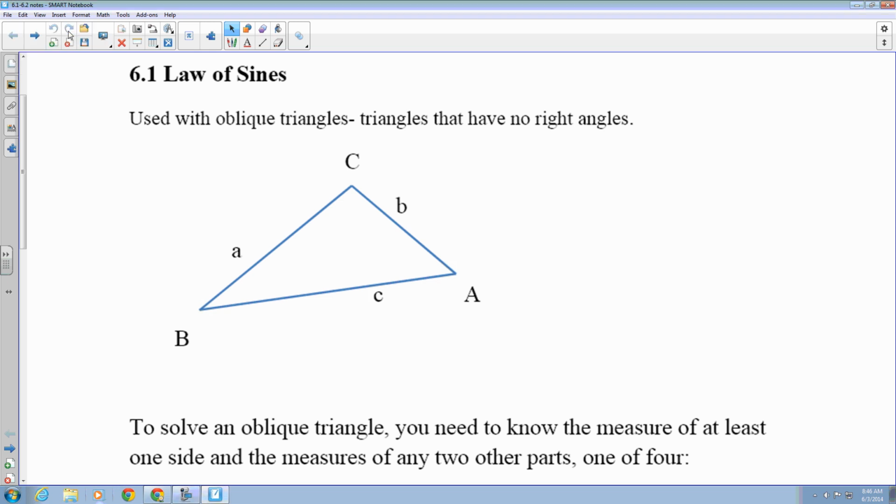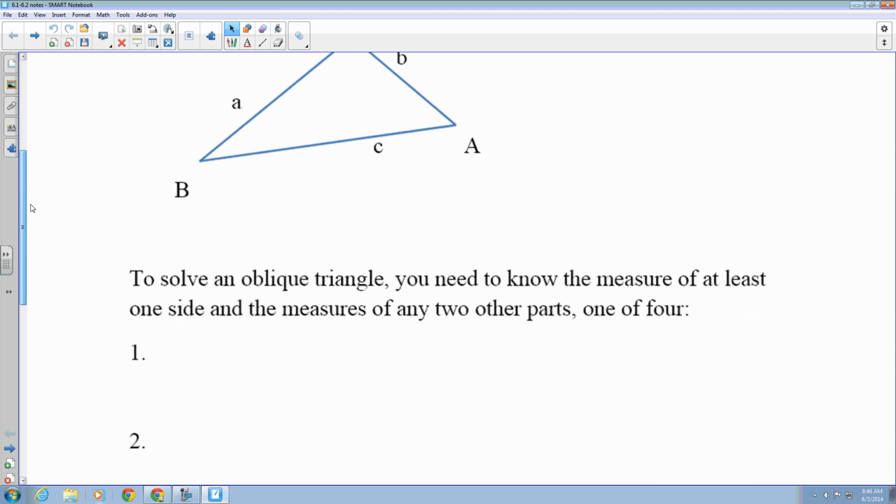We're going to be doing section 6.1, which is law of sines. We're going to have an oblique triangle today, so not right triangles. And to solve an oblique triangle, you need to know the measure of at least one side and the measure of any two other parts, 1 of 4. When we had a right triangle, we could use SOHCAHTOA, and for oblique triangles, we have to use either law of sines or law of cosines.